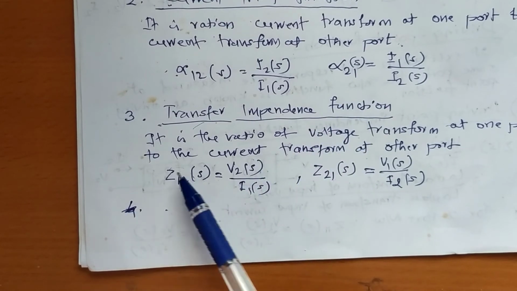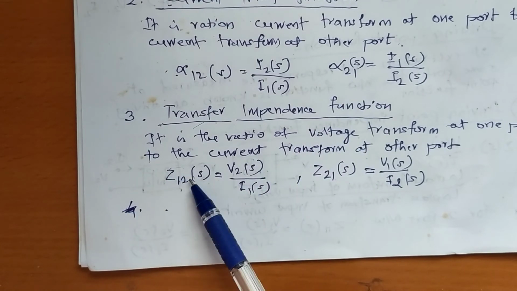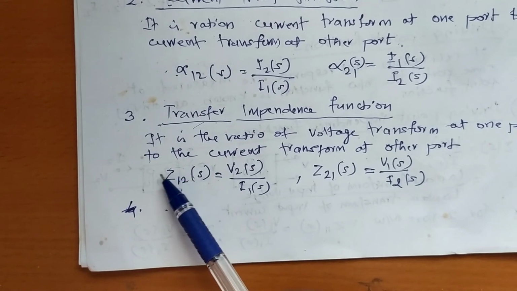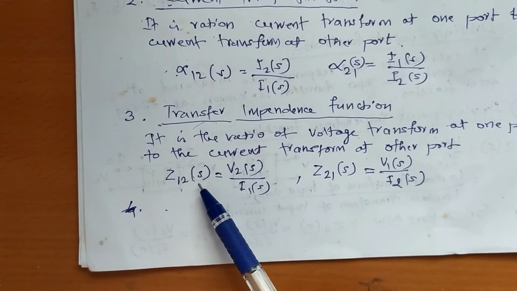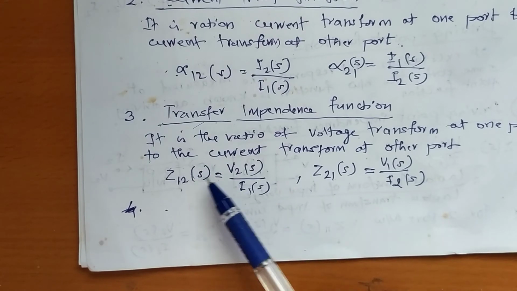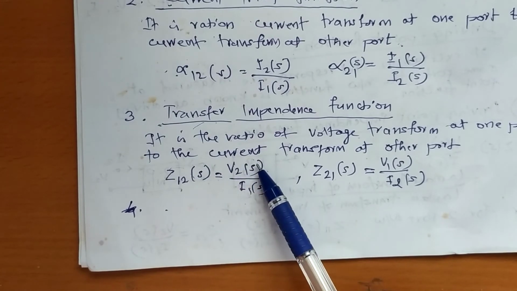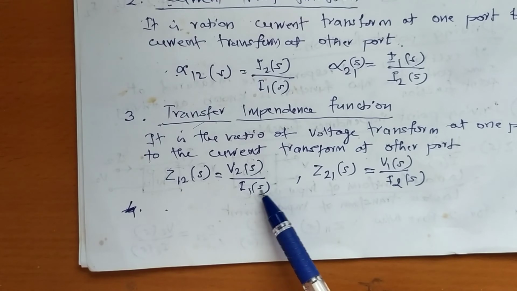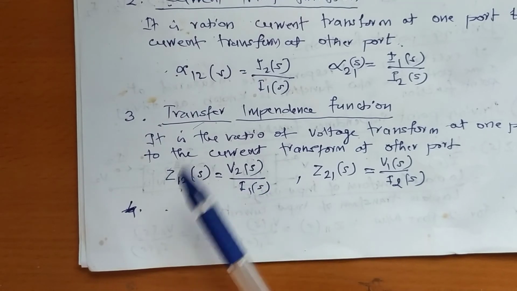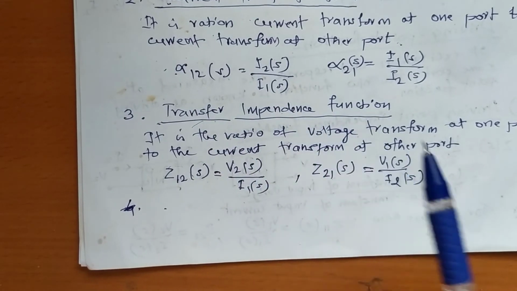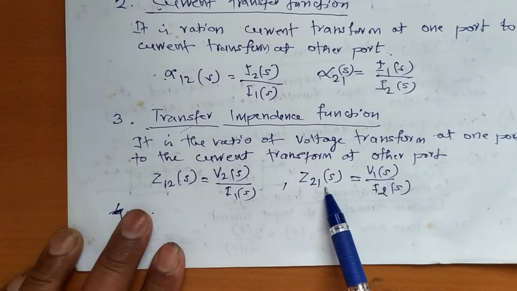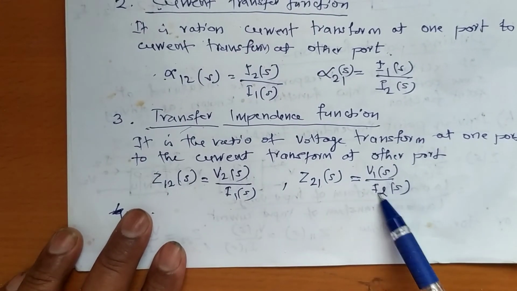Therefore, it is not Z11 or Z22, where they are driving point impedances. Now it is Z12 of S. Z12 of S means V2 of S, the output, divided by the input current I1 of S. So that is the transfer impedance function. Z21 of S is another possibility, V1 by I2 of S.